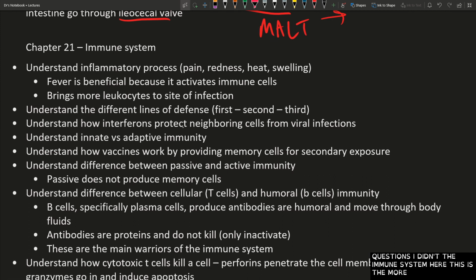This is the heavier chapter of this unit because it's a lot of new concepts, a lot of new cells, and so forth. First, understanding the inflammatory process, so pain, redness, heat, and swelling, and the importance of all those.